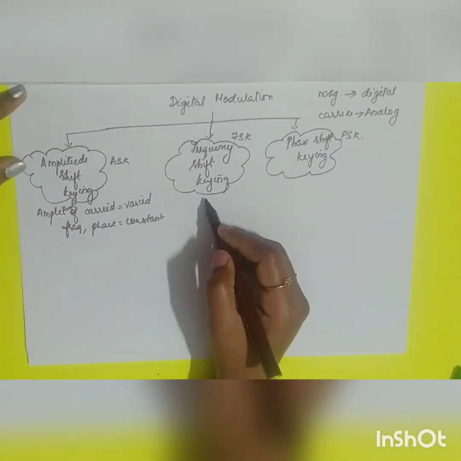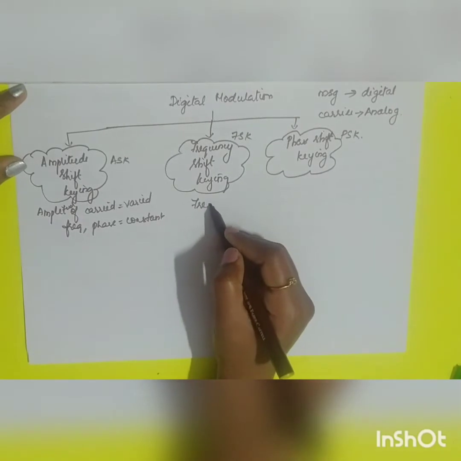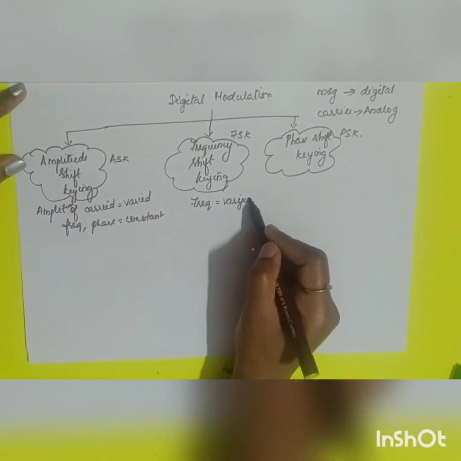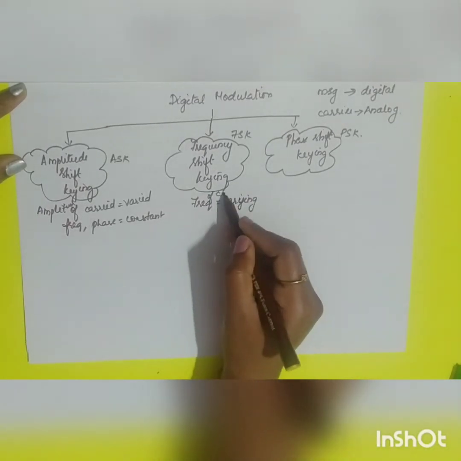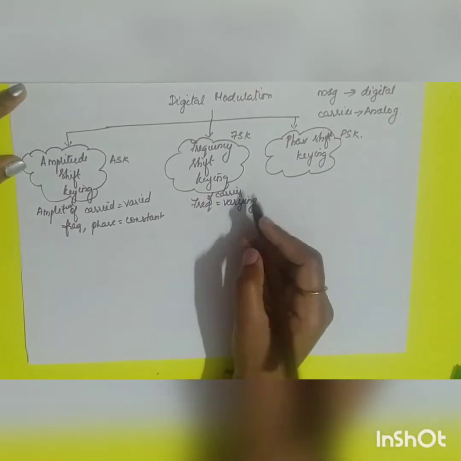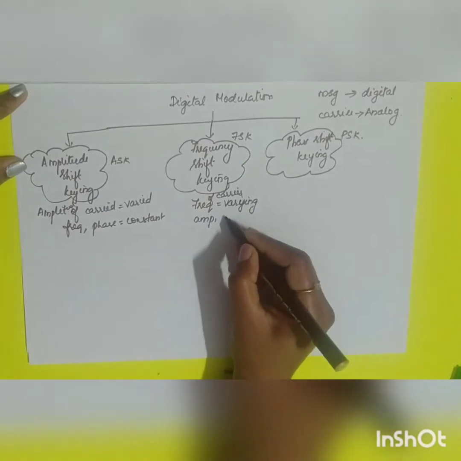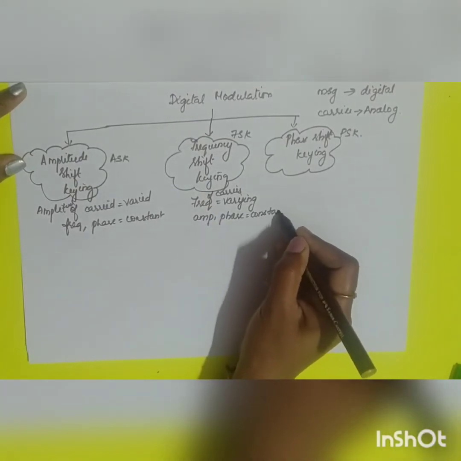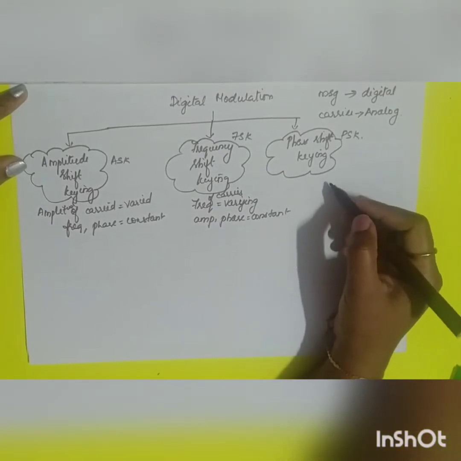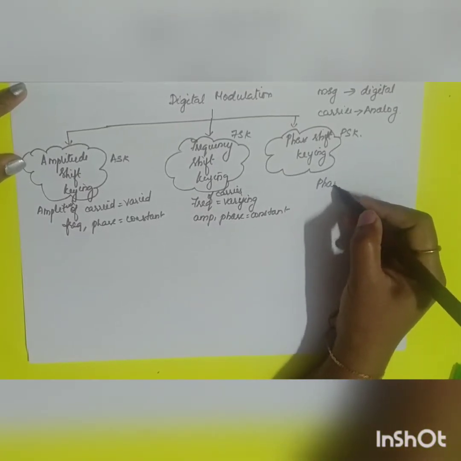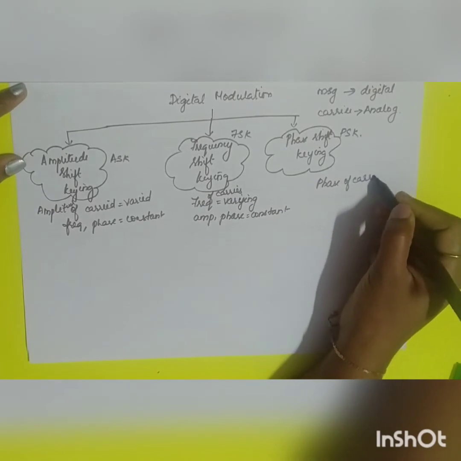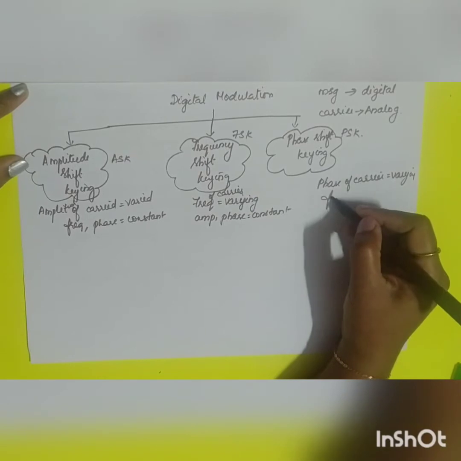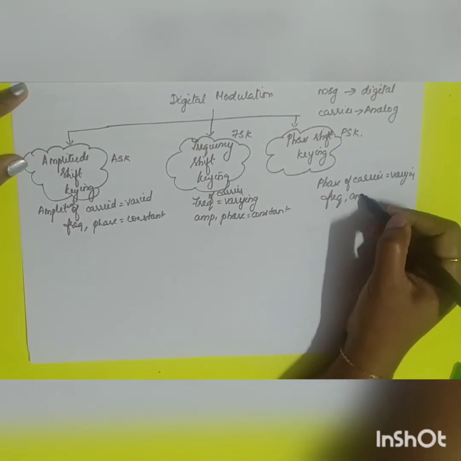What is meant by frequency shift keying? The frequency of the carrier will be varying. What will be constant? Amplitude and phase will be constant. What is meant by phase shift keying? The phase of the carrier will be varying. Frequency and amplitude will be constant.